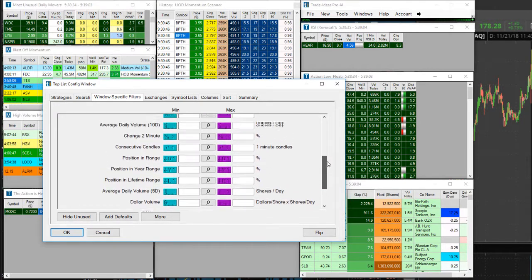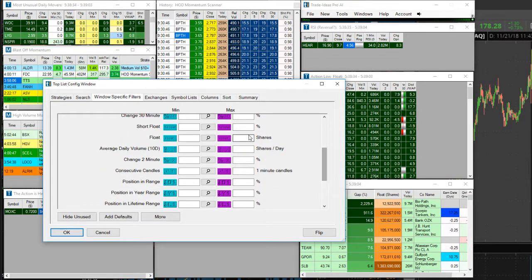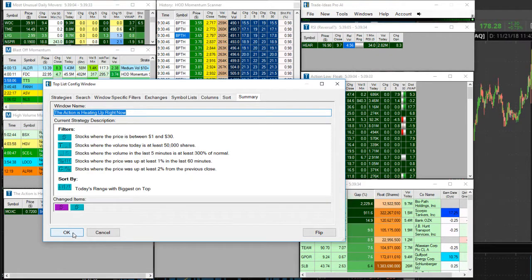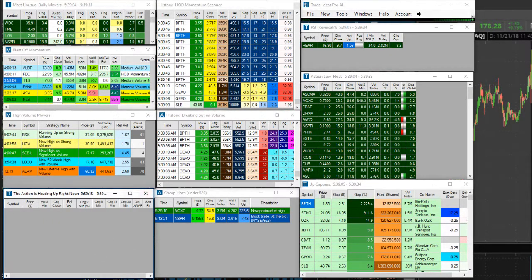And you can get into here. One thing that I might do is filter out the float, so we don't get any of those stupid stocks. Then we have the volume at 5 minute at 300, and then the one on the 60 minute. Click OK there, filter out that stuff. Perfect. So this is just stocks that are under 20, cheap ones. Any stock under $20 that has some type of action, it will come here.